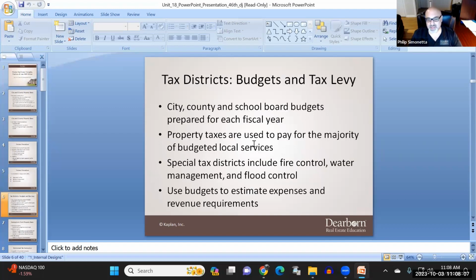Now let's talk about tax districts, budgets, and tax levy. City, county, and school board budgets are prepared for each fiscal year. The property taxes are used to pay the majority of budgeted local services. You also have special tax districts, which include fire control, water management, and flood control. They use budgets to estimate the expenses and revenue requirements for that year.